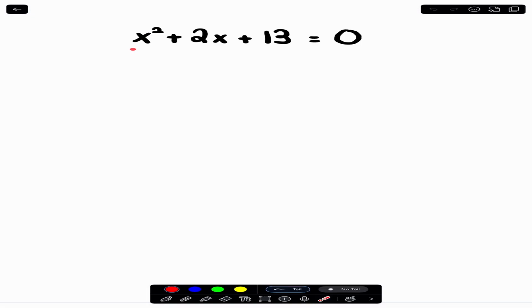This is today's quadratic equation which we must solve. X squared plus 2x plus 13 is equal to 0. Now, just by looking at this equation, it doesn't seem like it can be factored pretty easily. It doesn't look like it will be factored nicely at all. So what's our next step?